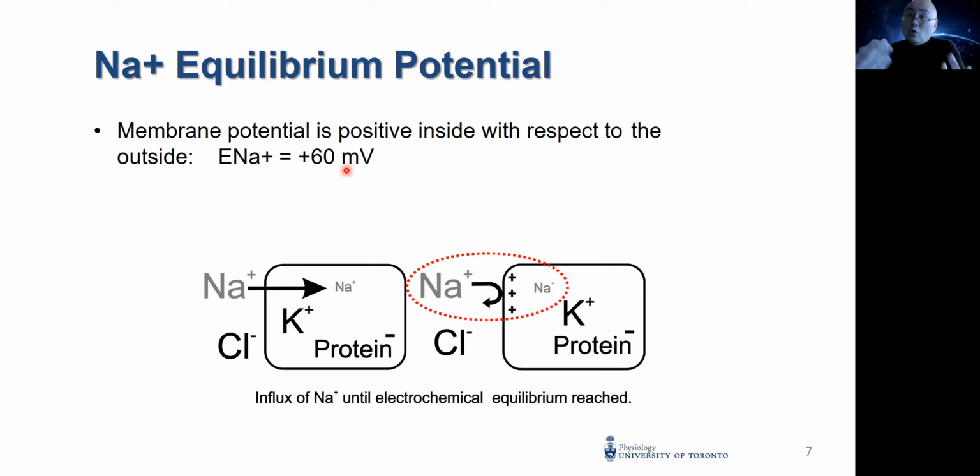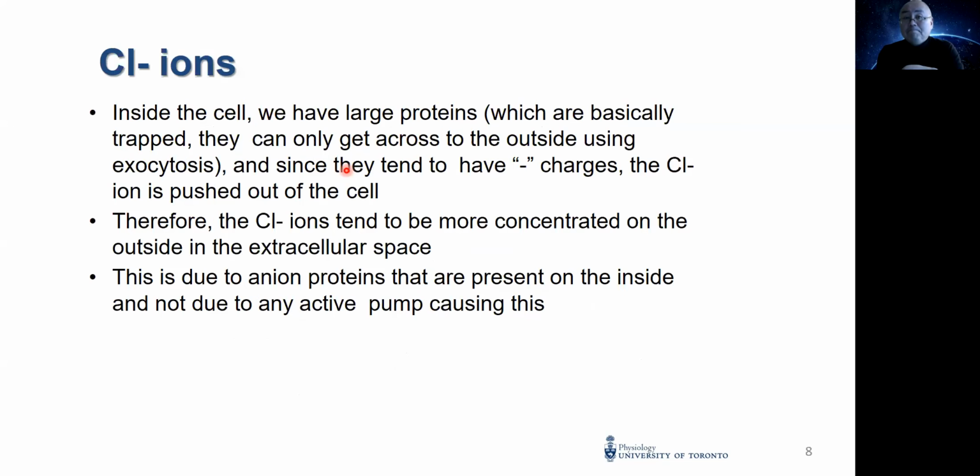Now again, it's totally different. The equilibrium potential for potassium was minus 90 millivolts, while the equilibrium potential for sodium is plus 60 millivolts. Keep that in mind for the time being.